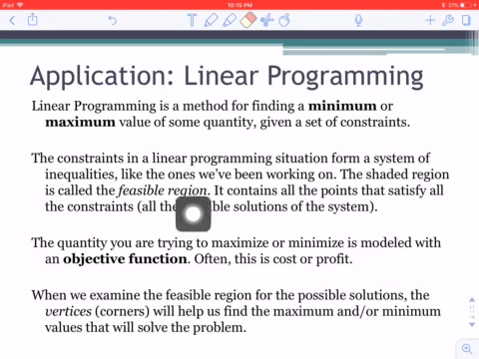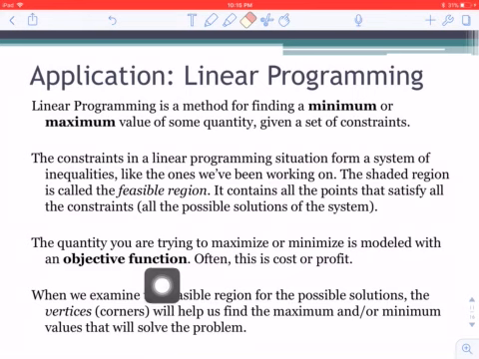Okay, so that feasible region is the thing that contains all the points that satisfy the constraints of the system, or in other words, it contains all the possible solutions to the system. So the quantity that you're trying to maximize or minimize is going to be modeled now with what's called an objective function. Okay, objective meaning what is our objective? Are we trying to find a maximum or are we trying to find a minimum?